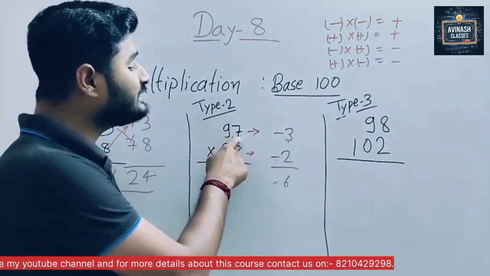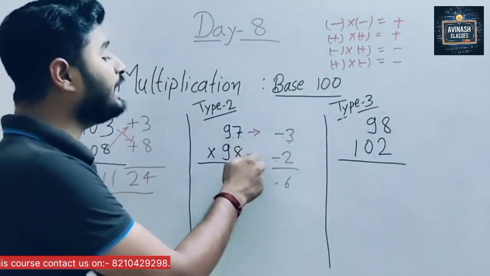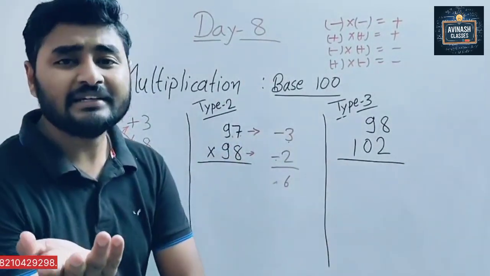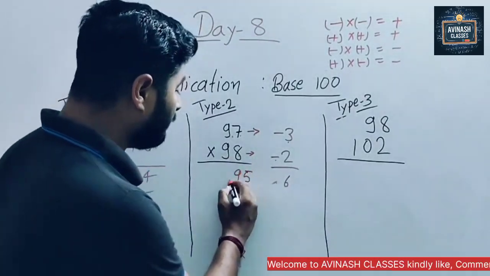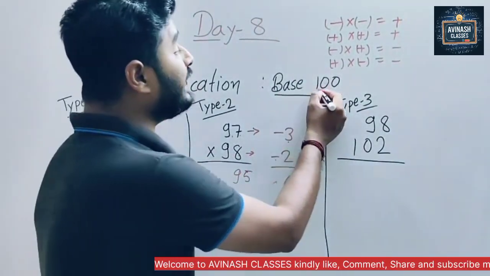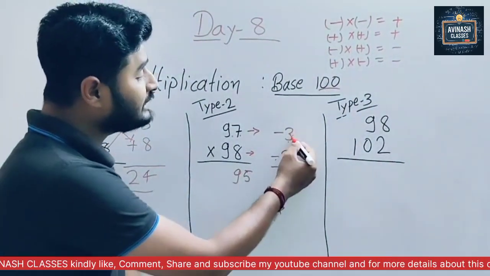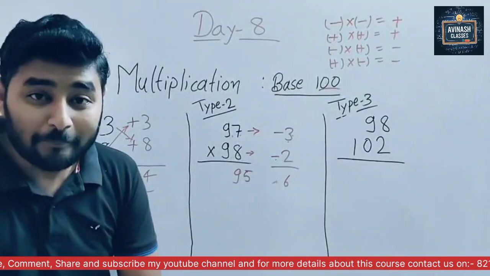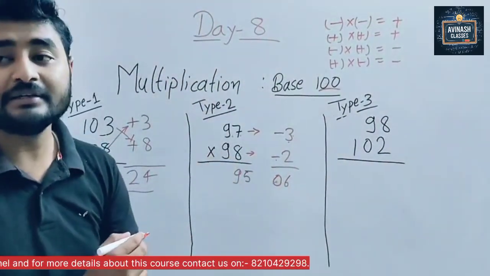Now either 97 minus 2 or 98 minus 3, we get the same answer. Tell me, 97 minus 2, what do we get? 95. Or 98 minus 3, what do we get? 95 only. So we write here 95. But here one thing is missing. Here base 100, so we require 2 places. But here 3 times 2 is 6. So for making this 2 places, what do we have to add? 0.